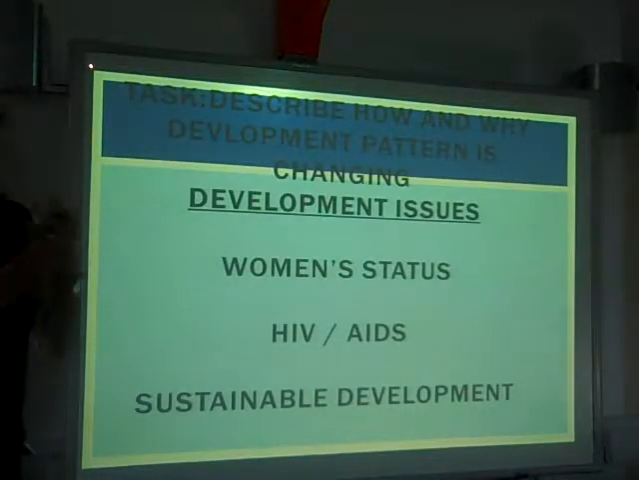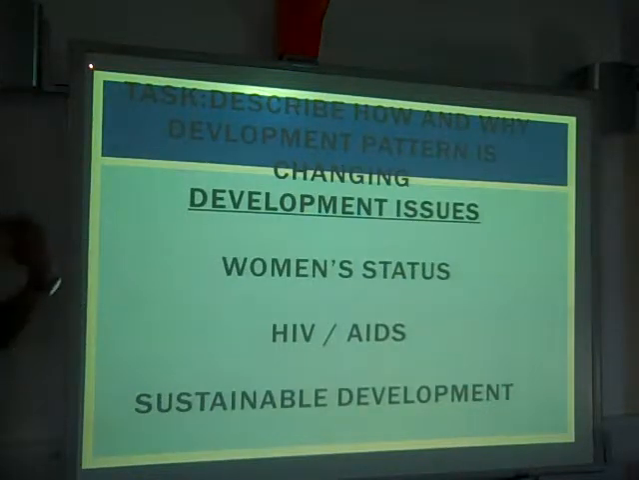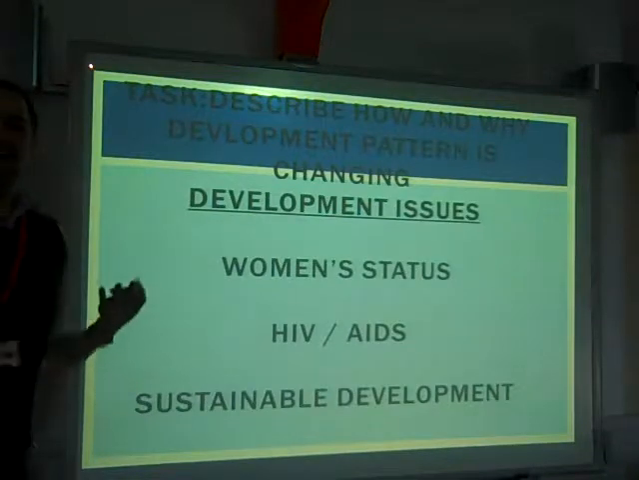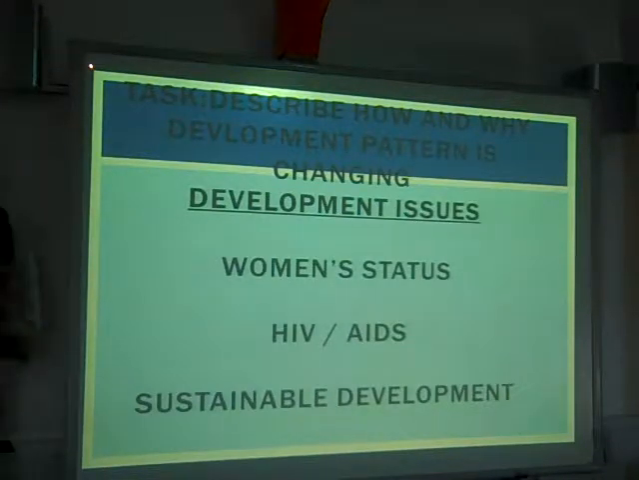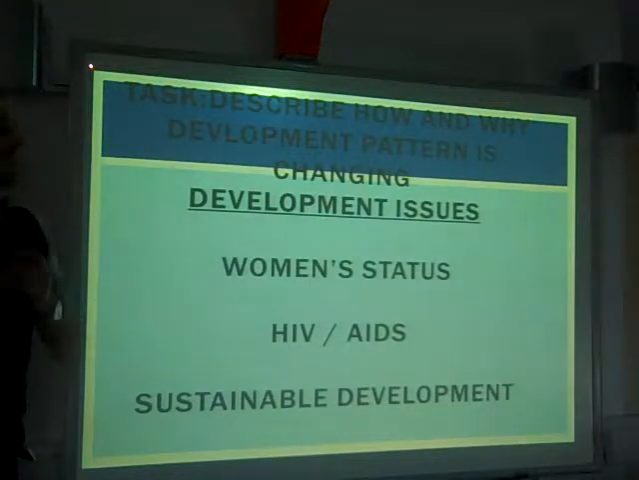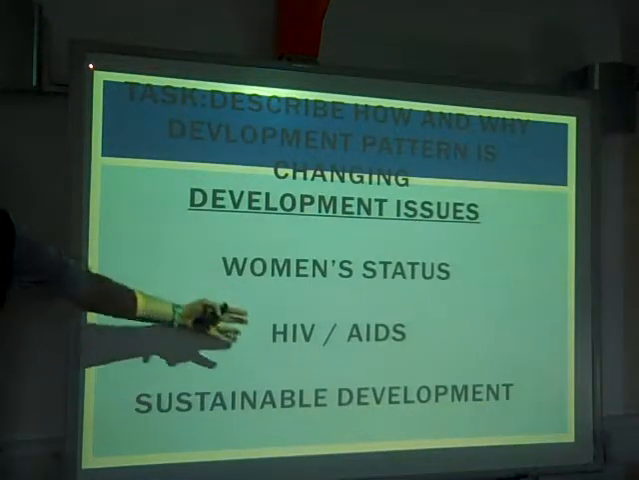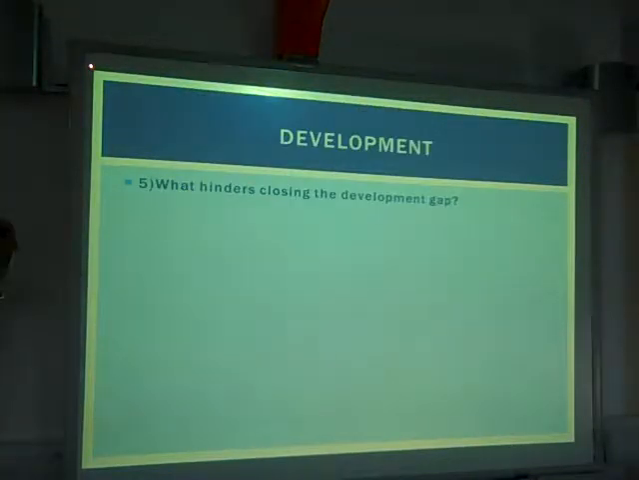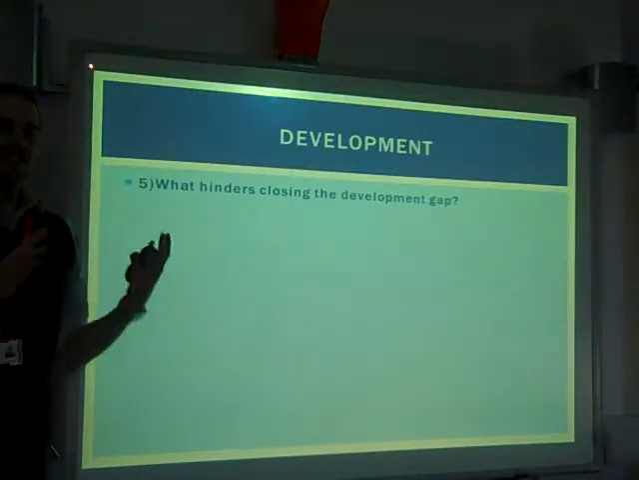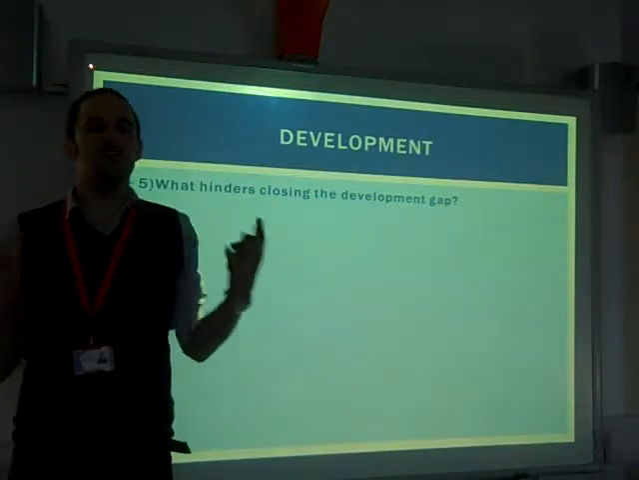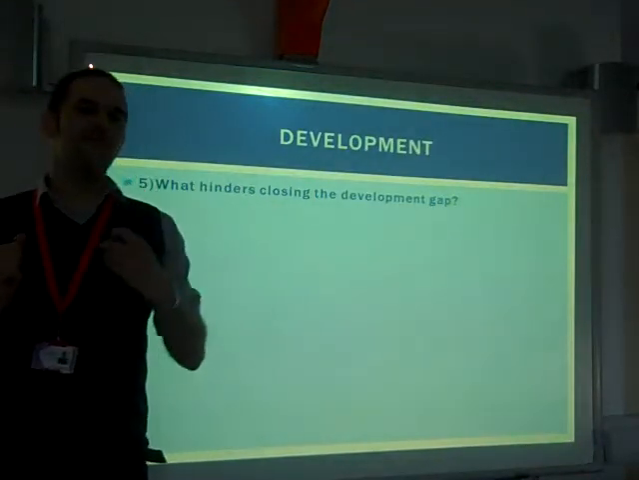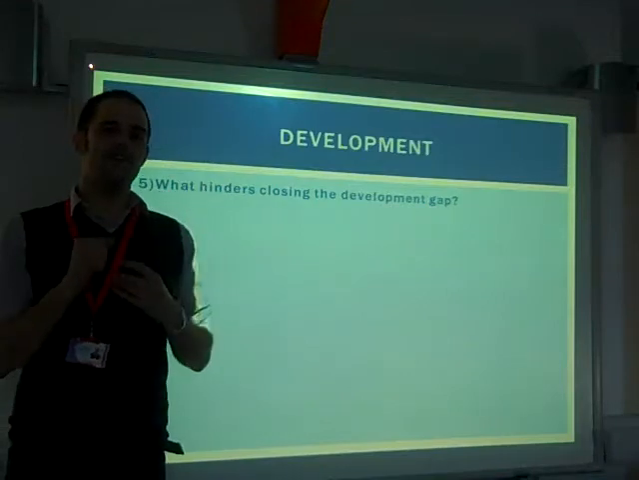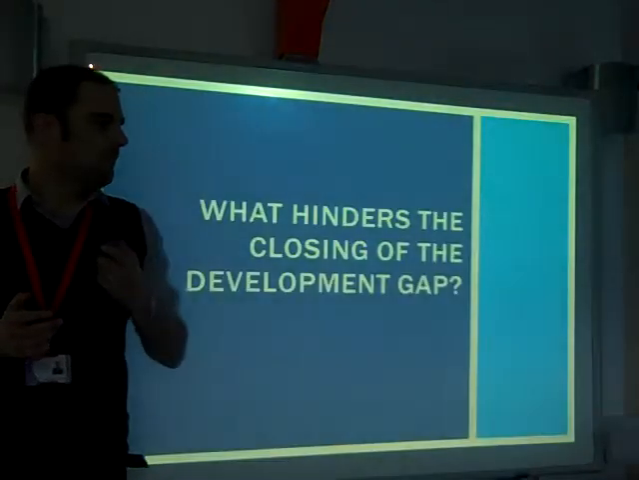So, you have many different tasks which might come up in the exam. One key favourite is how and why the development pattern is changing. There might be issues which affect development. So for example, women's status, HIV and AIDS, and sustainable development. Moving on to the later part of the topic, and this is where often the topic splits in two. The development gap, as in what is hindering it being closed and what strategies are there.